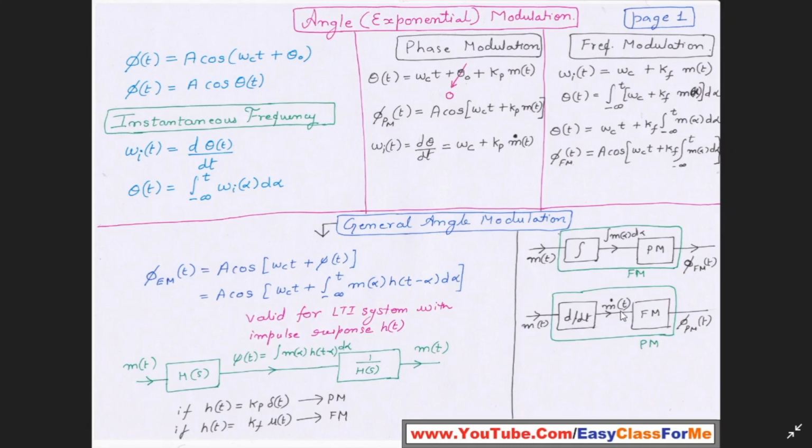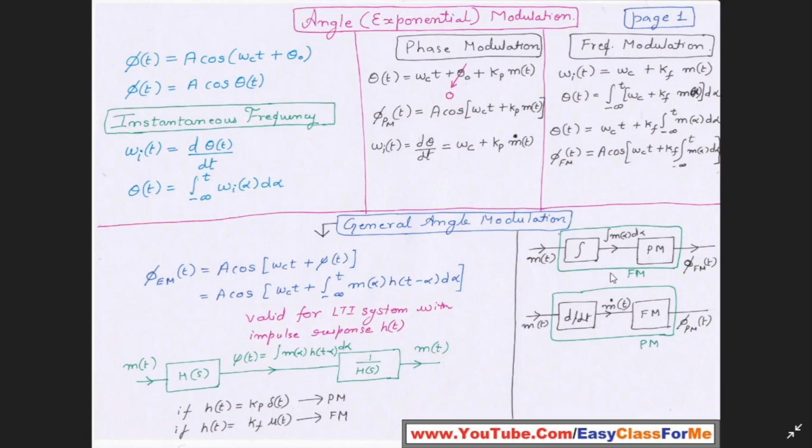So let's have a look at phi_PM(t) in this particular thing. Here you have this FM equation. In this equation of FM, if in place of this m(alpha) you have the derivative of m(alpha), then the integration of the derivative will become the function itself, and you will see that this equation will be exactly the same as this equation. The only difference will be between Kp and Kf. Anyway, they are constants, right?